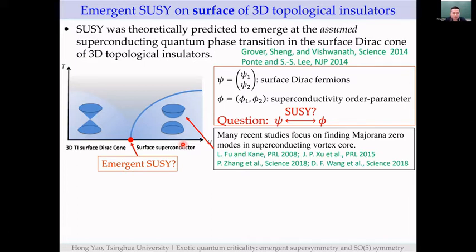At this quantum critical point, they argue that the critical point can have emergent SUSY. The surface Dirac fermion is described by a two-component complex Dirac fermion, and the superconducting order parameter is a complex boson, a two-component boson. The SUSY is between this two-component Dirac fermion and this complex boson. This was argued from perturbative RG analysis.